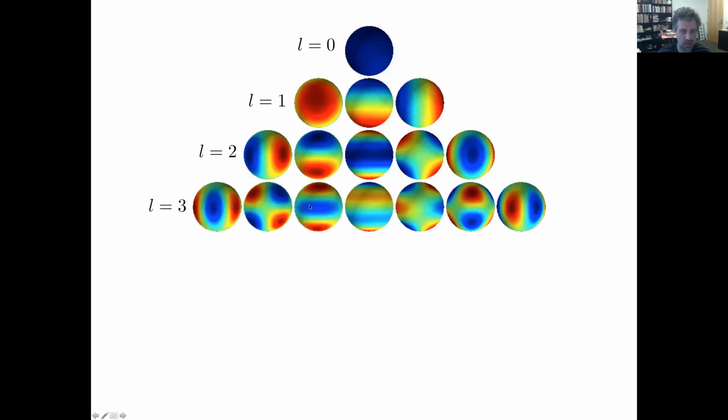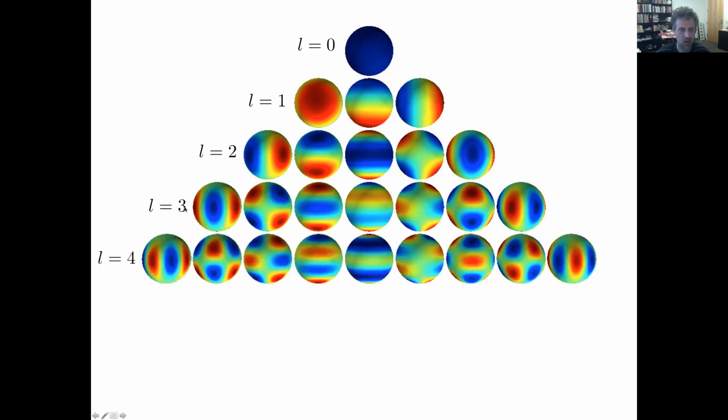This is L equals 3. Now there's going to be 7 solutions, okay? -3 for ML, -2, sorry, 3, 2, 1, 0, then -1, -2, -3. So a total of 7 orbitals with L equals 3. Okay, and we can go on if you want. This is L equals 4. Now we have a total of 9. 9 different realizations of the ML quantum number. So you can see that we have standing wave patterns that become more and more complex on the surface.